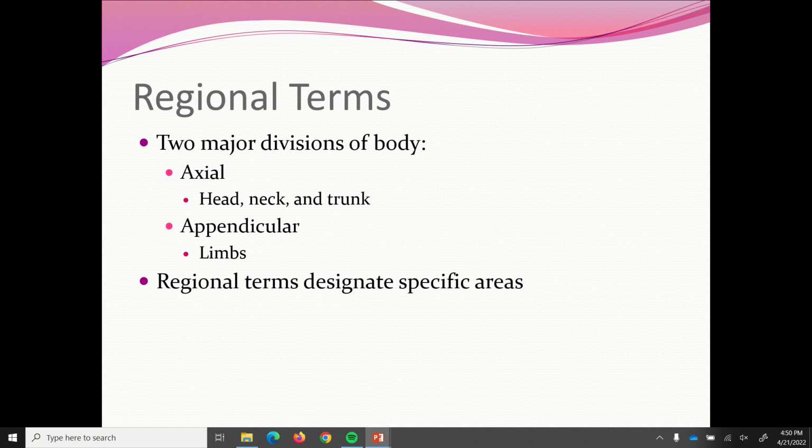Looking at regional terms, the body is divided into two major divisions, and I kind of just mentioned that to you. We have the head, neck, and trunk, and the upper and lower limbs. So the head, neck, and trunk is referred to as the axial division. The upper and lower limbs are referred to as the appendicular division. Within these major divisions are a cluster of regional terms which will designate specific areas. And you will focus on these regional terms in the Language of Anatomy lab.